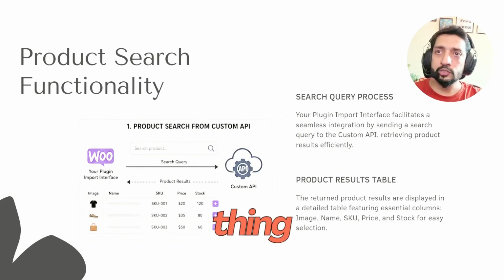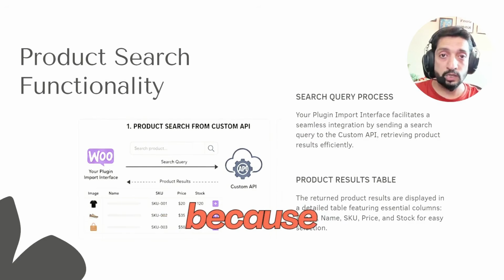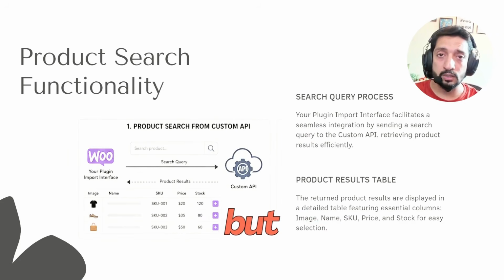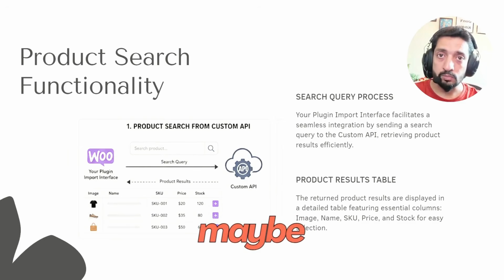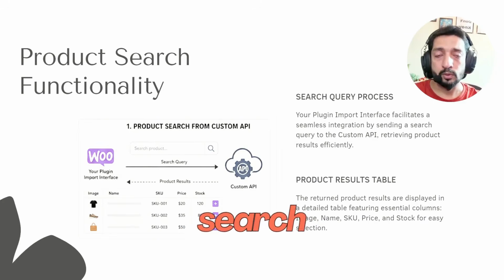Okay, so the first thing that we are going to need here is a product search functionality. Because if you're going to import the products, we obviously need an interface where we can initiate this import process. And this import process could be of anything. But a search query, I think, is the minimum, because in your external API, maybe you do not want to import all of the products, just a few products. So if that is the case, then obviously we're going to need a product search functionality.